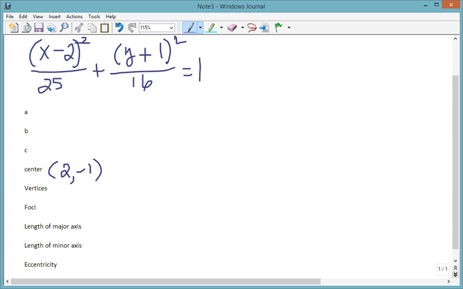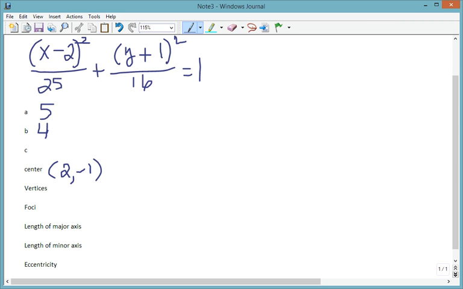Okay, A is still the larger number. It's under the X, right? So square root of 25 is 5. Square root of 16 is 4. And since it's under the X, it's going to be going lengthwise, right? The larger axis is going to be along the x-axis or parallel to the x-axis.